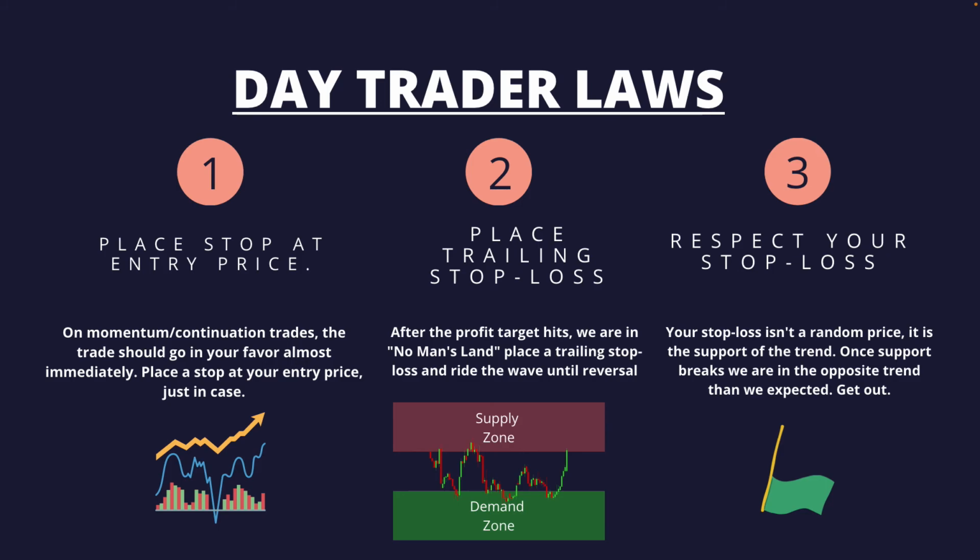Number 3, respect your stop loss. Your stop loss is not a random price. Each pivot where we set the stop loss, or the top of the zone where we set our stop loss, is not a random area of value. That's where support is, right? It's the support of the trend. And once that support breaks, we're in the opposite trend than we expected, and we need to get out, and possibly even cut your losses and then play the reversal. So you can still somewhat profit when it comes to placing your stop loss, as long as you place it correctly in the correct spot.